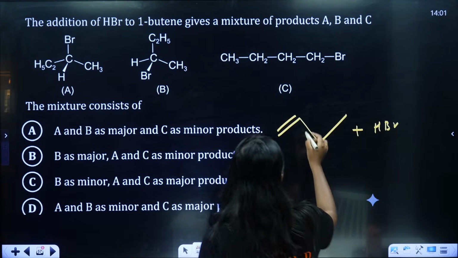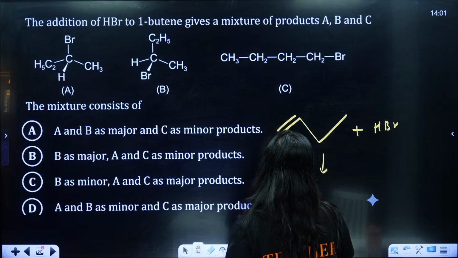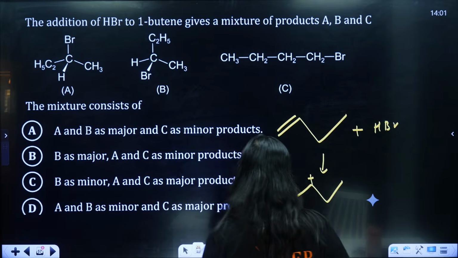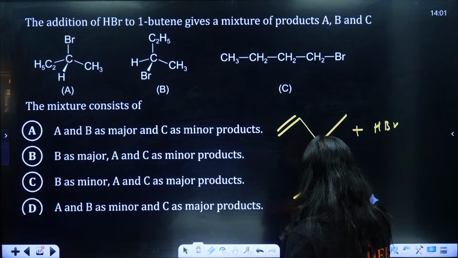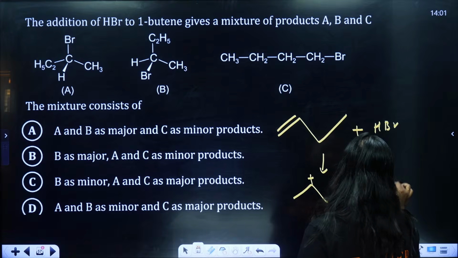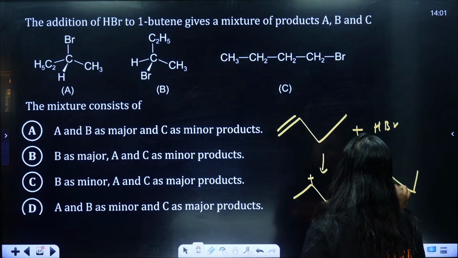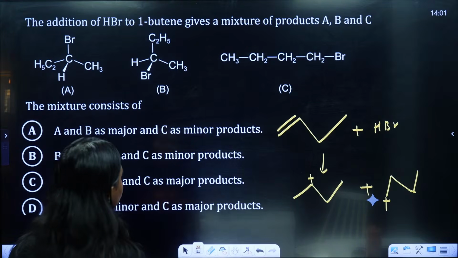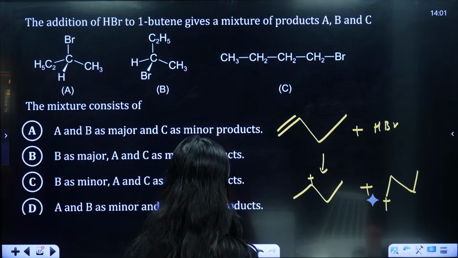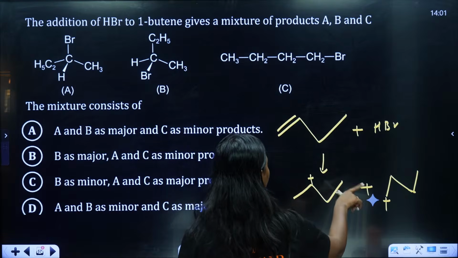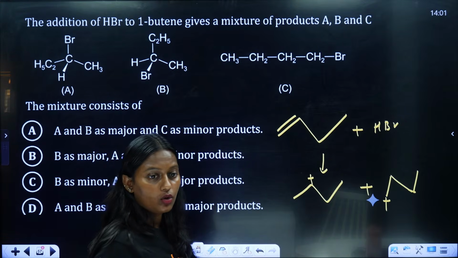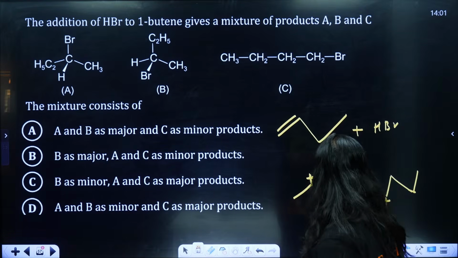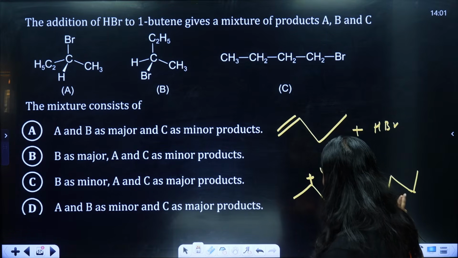First a carbocation will form. So I will write here that the carbocation will form here. In the next step, the carbocation can form here or here, two possibilities. Everyone is saying A only. Let me check. Here two carbocations can form.